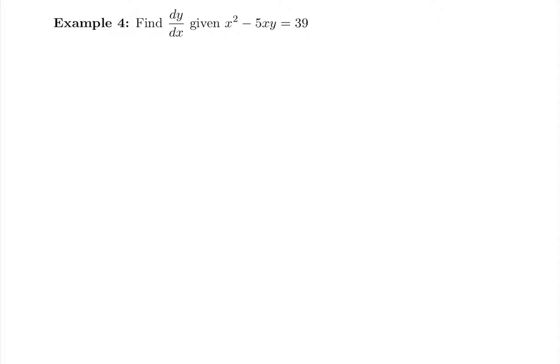Let's use implicit differentiation to take the derivative of x squared minus 5x times y equals 39. It's called implicit because the x's and y's are not on one side by themselves, but otherwise it's pretty similar to taking a regular derivative. We want to keep in mind that we have negative 5x times y, so I need to split that up and make a product rule: derivative of the first times the original second plus the derivative of the second times the original first.